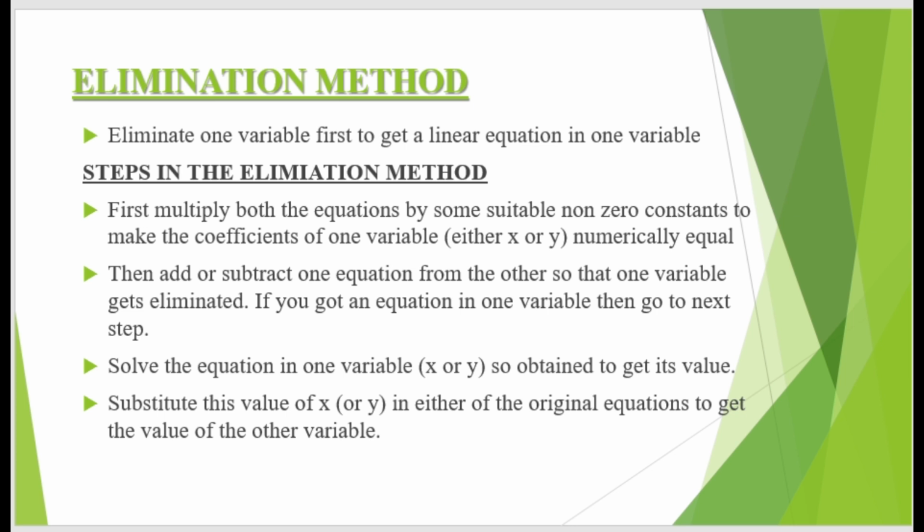You will be given two variables x and y. You have to eliminate either x or y in order to get a linear equation in one variable. What are the steps for this elimination method? First, multiply both the equations by some suitable non-zero constants to make the coefficients of one variable, either x or y, numerically equal. Then add or subtract one equation from the other so that one variable gets eliminated.